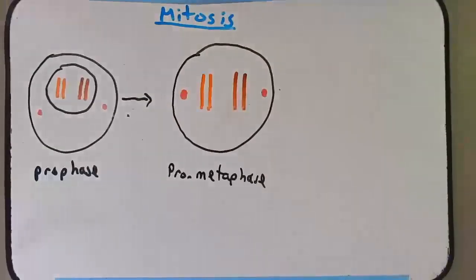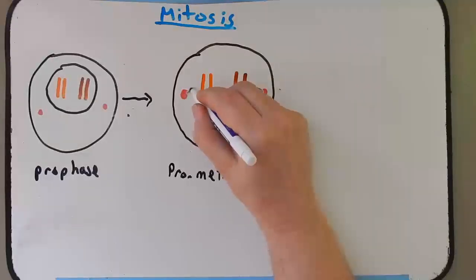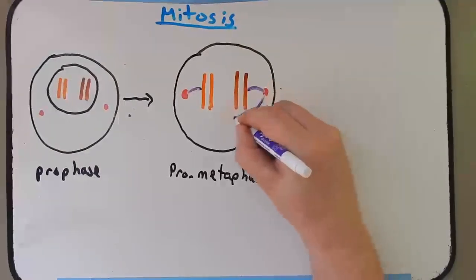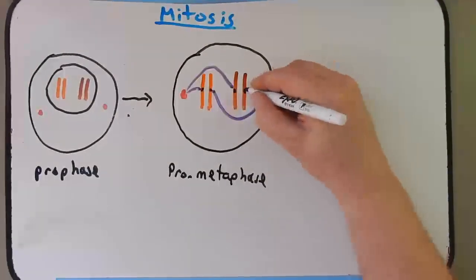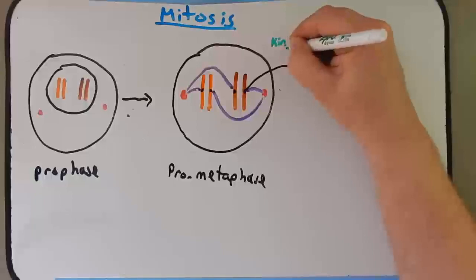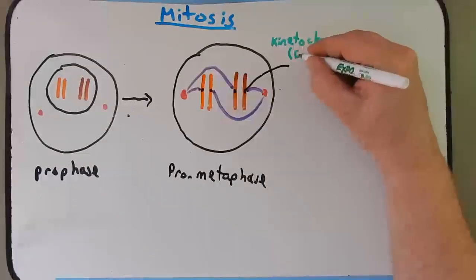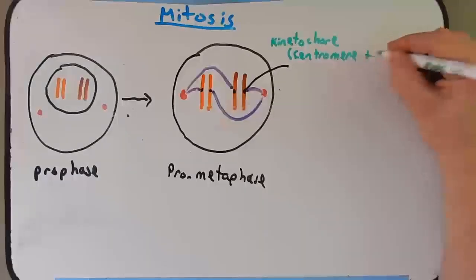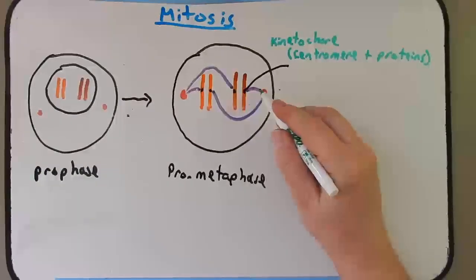These centrosomes now will begin to send spindles out to attach to the chromosomes. And they attach near the centromeres at a place that we're going to call the kinetochore. The kinetochore is where the spindles attach. So they contain centromere plus proteins that are needed to attach these spindles.